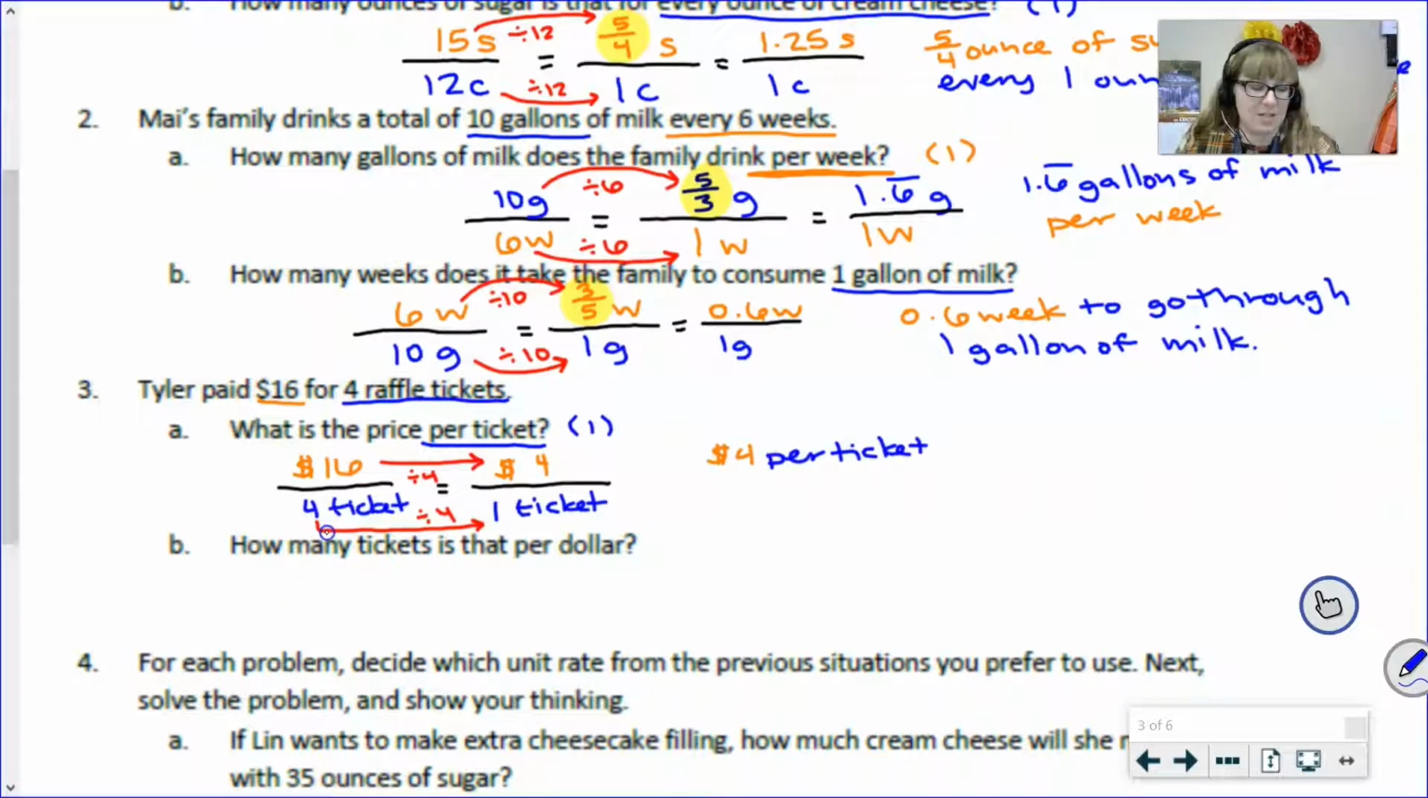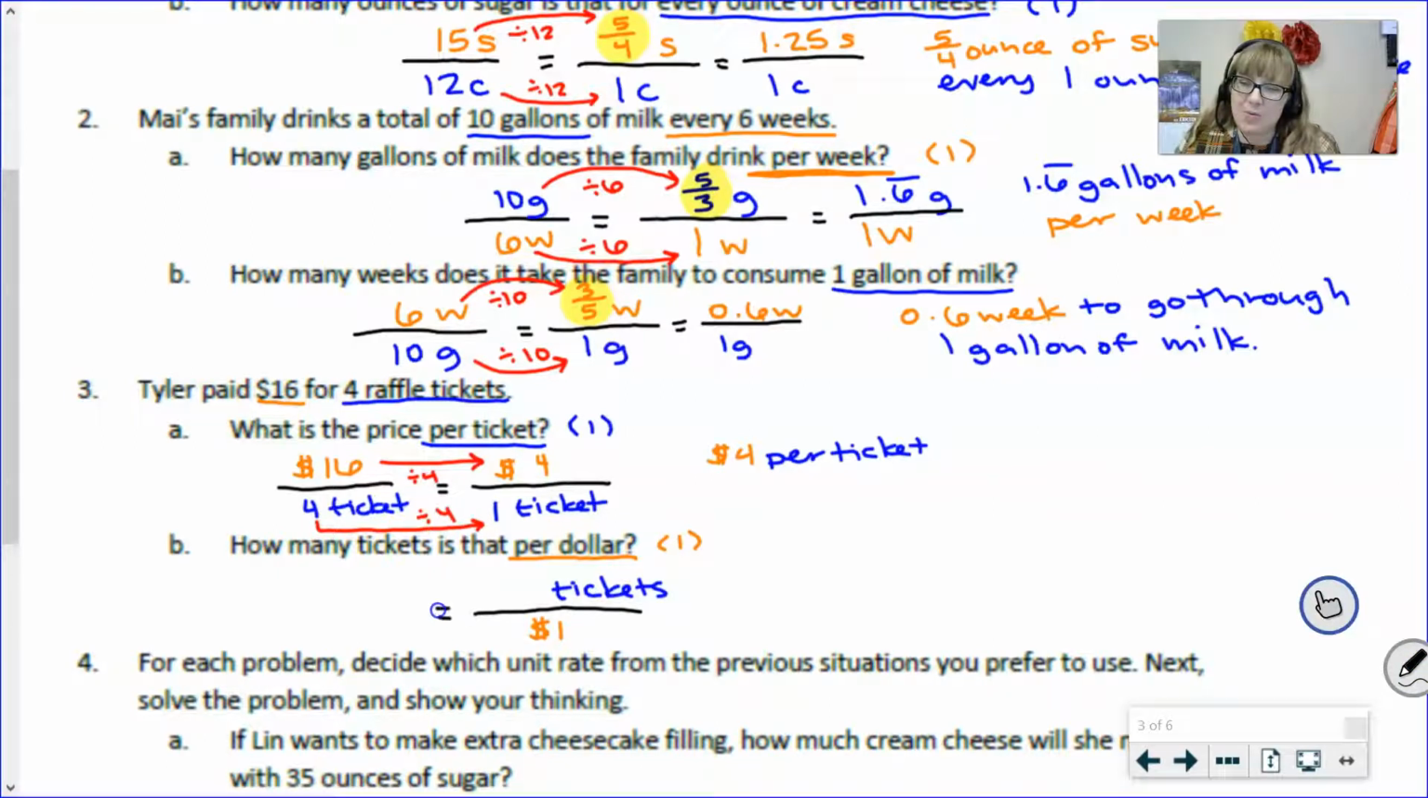And what if we reverse it? Now again, when I'm reading this, I am seeing that the question says, how many tickets is that per dollar? And again, per dollar means that that's $1. And that $1 should end up on the bottom when I'm done with this problem. Knowing that I should have a 1 in the bottom and that it's going to be measuring dollars, that tells me that the top of that ratio is where I'm going to put the information about the tickets.